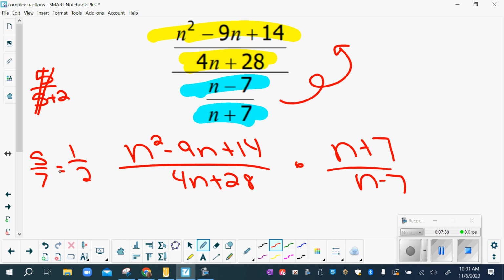Here's why. This plus sign is super strong. It's so strong that unless you have another 5 plus 2, a married couple, you cannot cancel them. So as much as this n and this n look like you want to cancel them, you cannot, because this is n plus 7, and this is n minus 7. Unless that married couple is the same, and what makes you married is a plus or a minus sign.